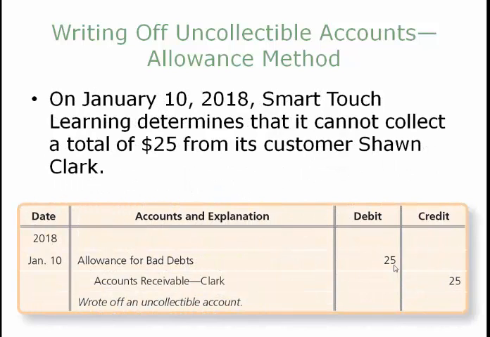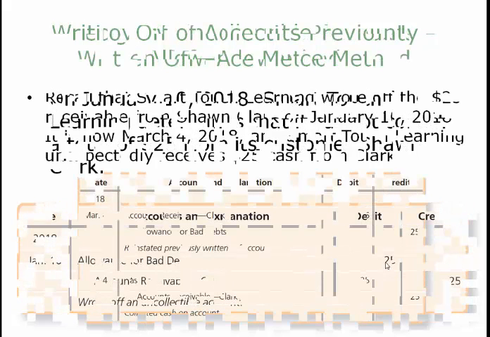So here's what it looks like. This is one where they're writing something off as uncollectible. It says that Smart Touch can't collect the money from Sean Clark, and it's $25. So they're going to credit accounts receivable, and they're going to debit allowance for bad debts. So my net accounts receivable balance didn't change, but the distribution of it changed, because now I no longer have a subsidiary ledger for Clark that shows that he owes me any money. That's what this $25 is over here.